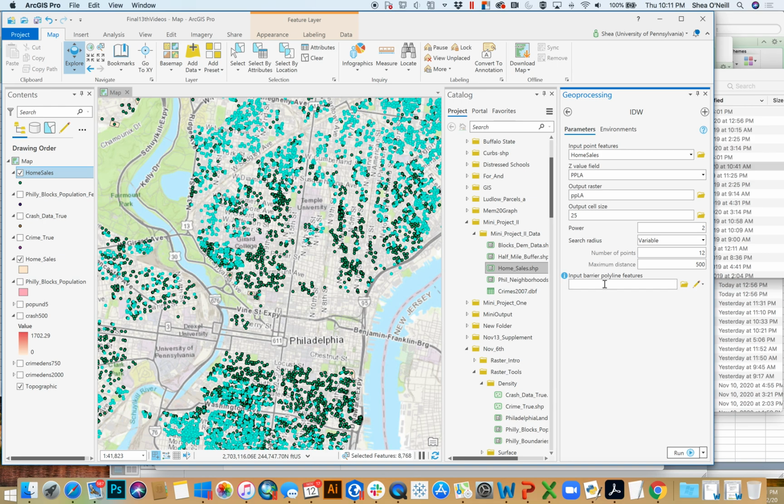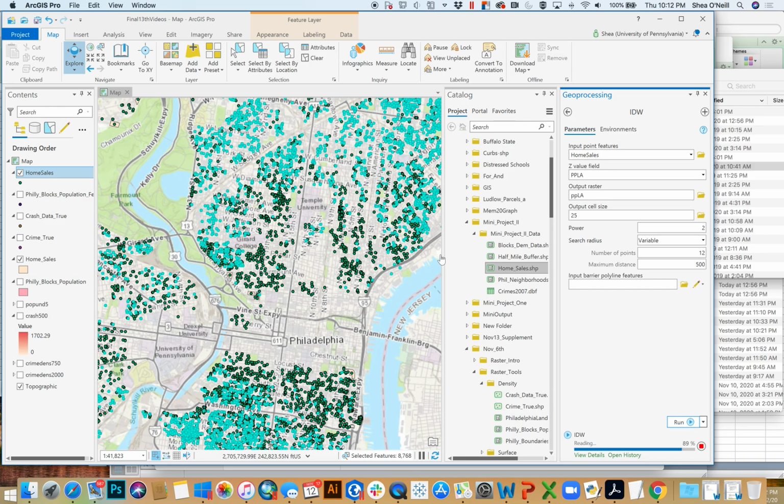We won't have to go through this, but this is a cool thing. If you do have instances, and it's not the case here, but let's say we assumed that Broad Street was a crazy barrier where the right side of the street and the left side of the street are so different that they shouldn't influence each other. You could load that as a polygon barrier and they won't search across it. So let's run it. It'll do its thing.